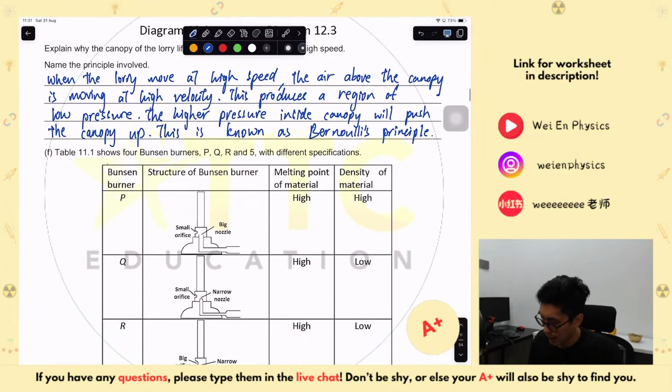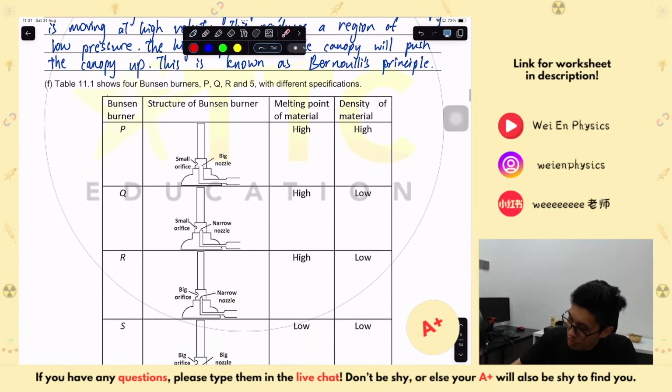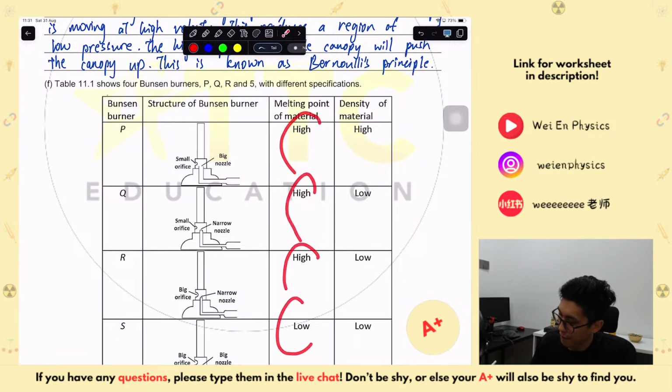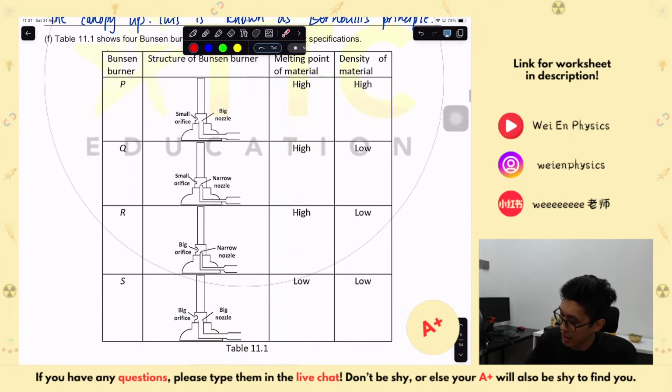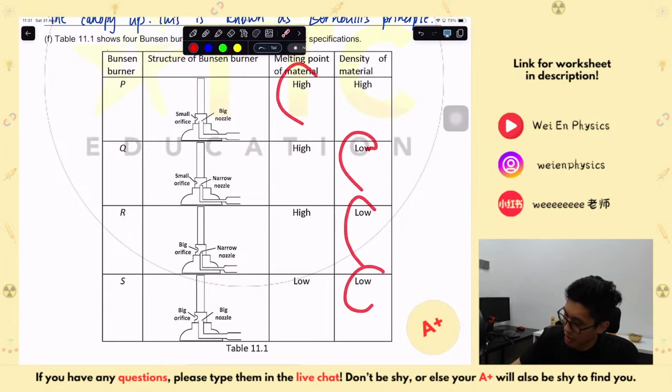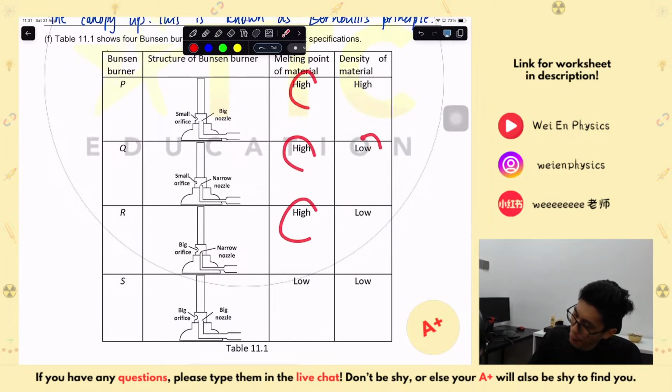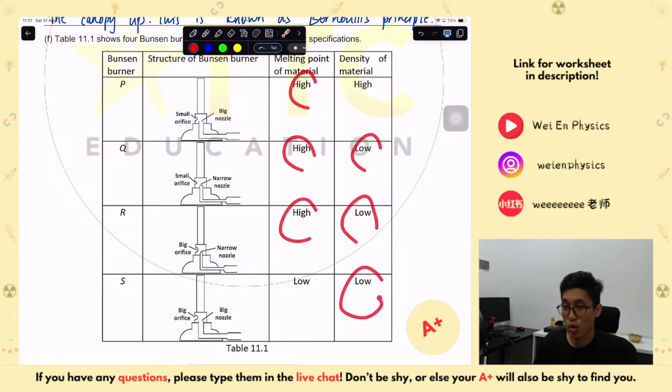Okay, next thing, we have this Bunsen burner. So the melting point of the Bunsen burner definitely needs to be a high melting point. Density definitely needs to be low. Sorry, just now I circled this one. This is not. So high melting point, low density. So it doesn't melt easily, it is lighter. Low density always means lighter.